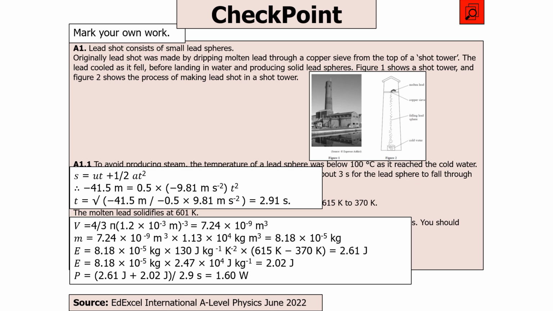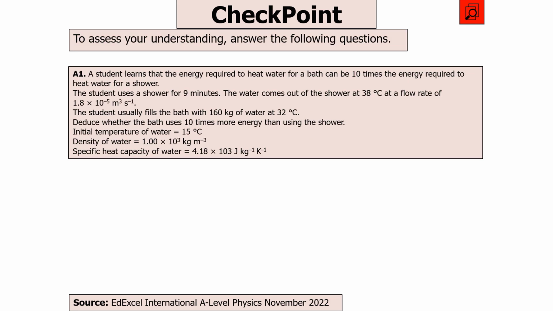The next question says, a student learns that the energy required to heat water for a bath can be 10 times the energy required to heat water for a shower. The student uses the shower for 9 minutes and the water comes out of the shower at 38 degrees at a flow rate of 1.8 times 10 to the minus 5 meters cubed per second. The student usually fills the bath with 160 kilograms of water at 32 degrees Celsius. Deduce whether the bath uses 10 times more energy than the shower. So pause the video now, then unpause the video when you want to go through your answer.